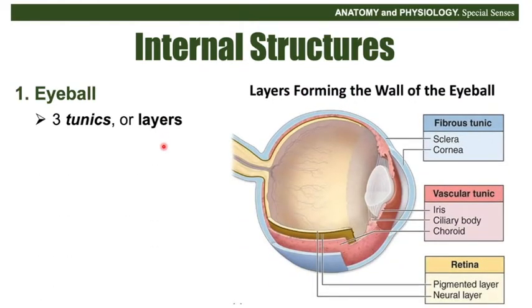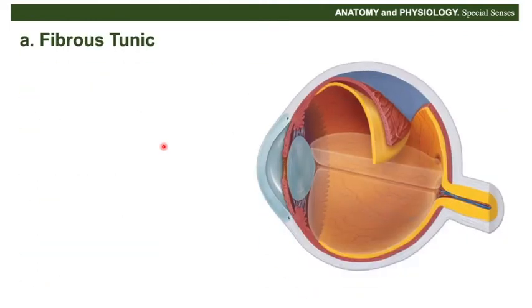We now proceed to the internal anatomy of the human eye. The eye itself, or the eyeball, is a hollow sphere. Its wall is composed of 3 tunics or layers, and its interior is filled with fluids called humors that help maintain its shape. The outer layer is known as the fibrous tunic.